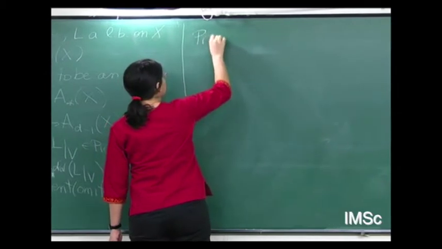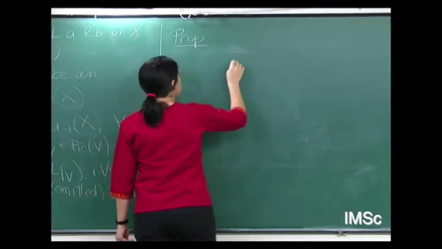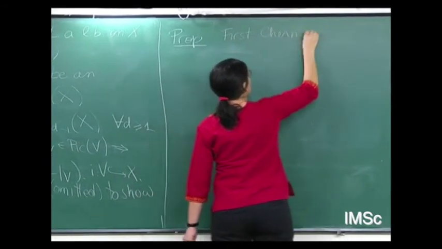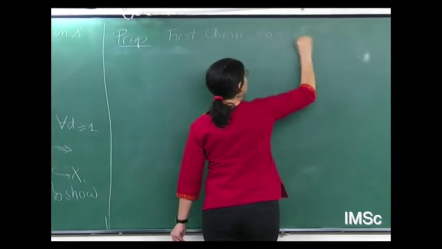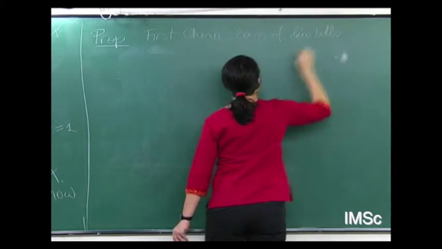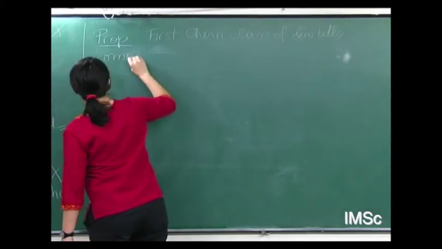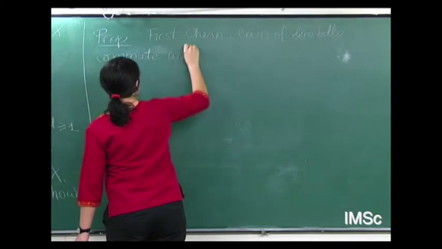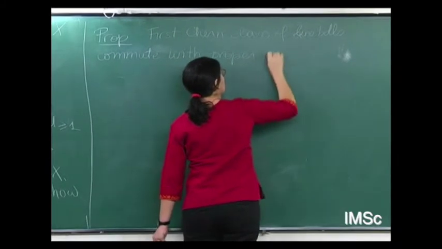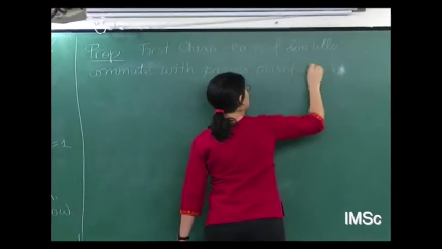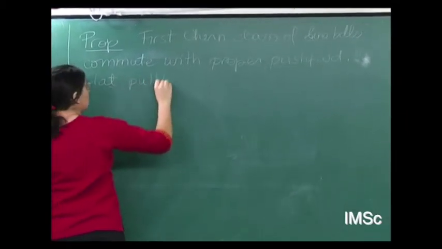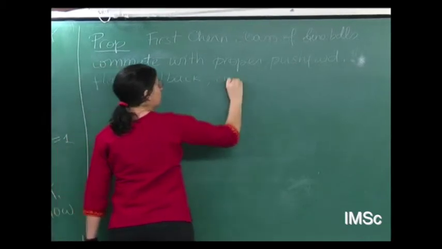So, proposition: the first Chern class of line bundles commutes with proper push forward, flat pullback, and among them and each other.